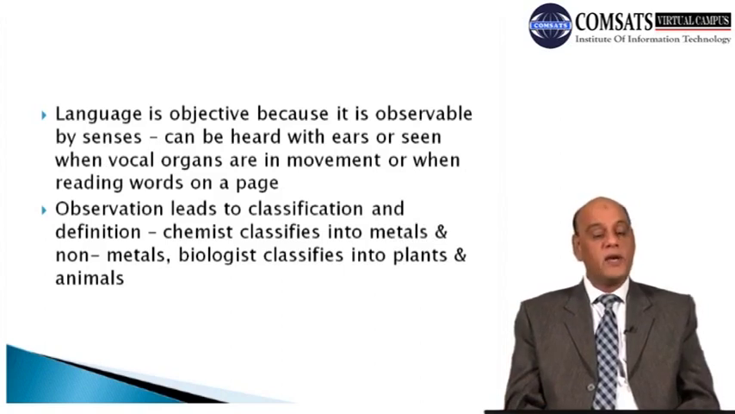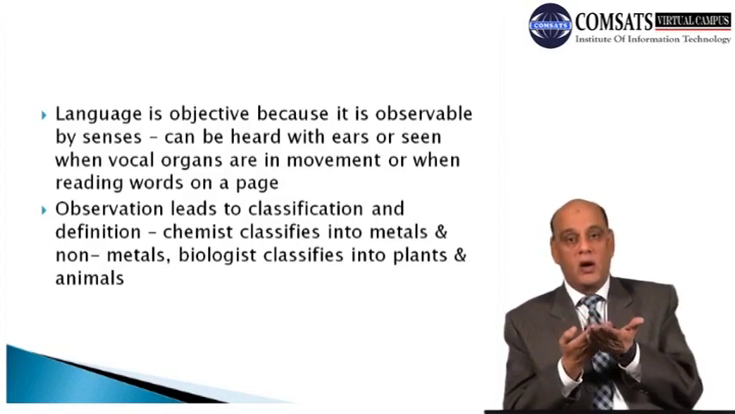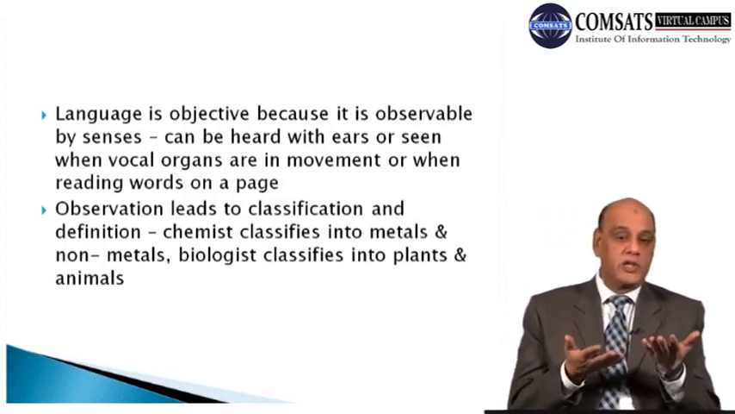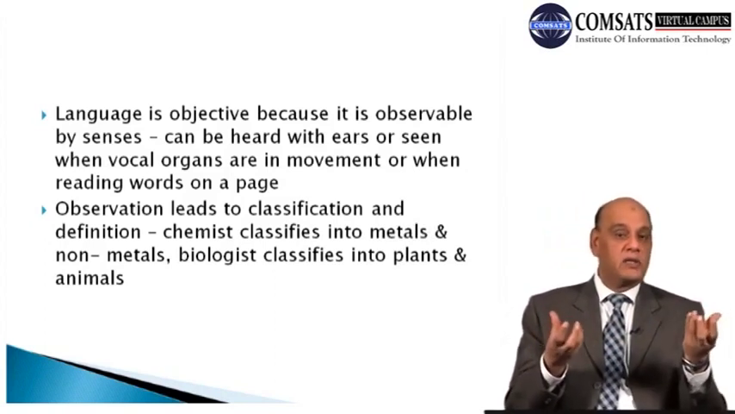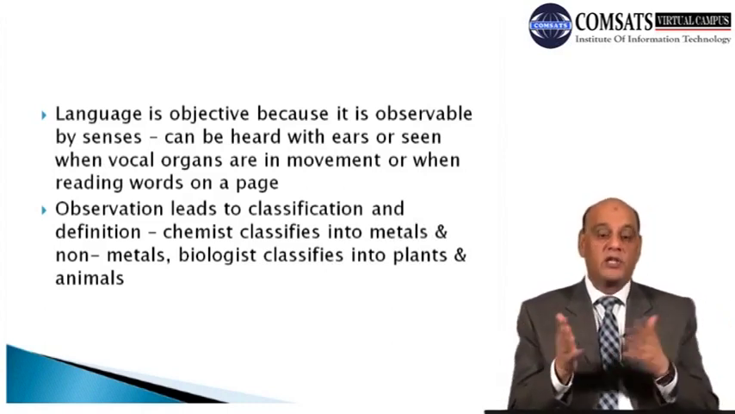Observation leads to classification and definition. For example, chemists classify into metals and non-metals, and biologists classify organisms into plants and animals. So it's just like observation. When you are talking about chemists and biologists, of course they are working with materials, working with objects, and they are giving different classes of these objects.